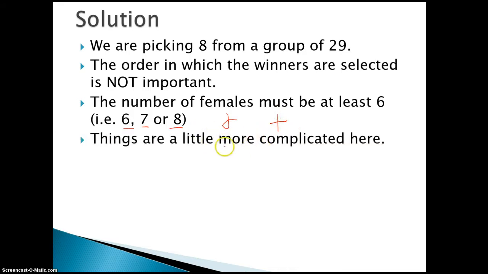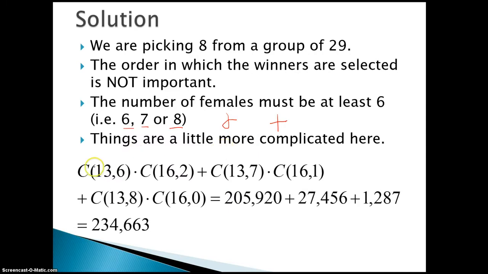Things are a little bit more complicated here, so make sure you follow this. Remember, there are 13 girls. We could pick 6 of them, and in that case we would have to pick 2 boys. So these are the girls, these are the boys. Or we could pick 7 girls and 1 boy. Or, so there's "or" again, we could pick 8 girls and no boys. And then you could plug this big expression into your calculator, and it turns out to be 234,663 ways.